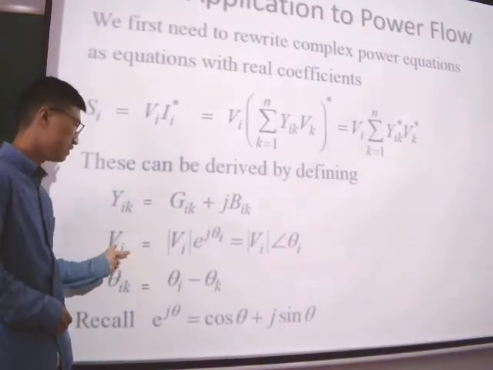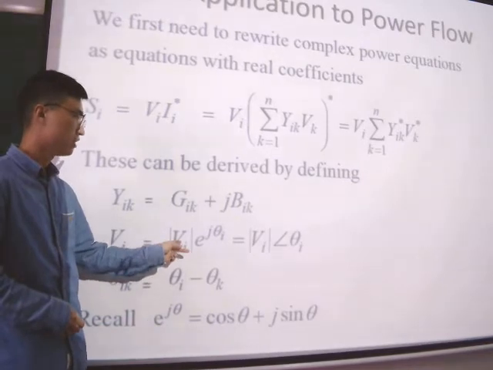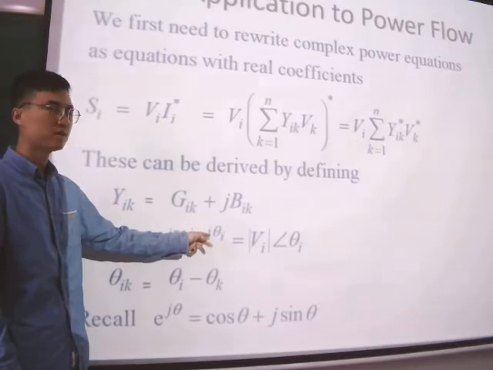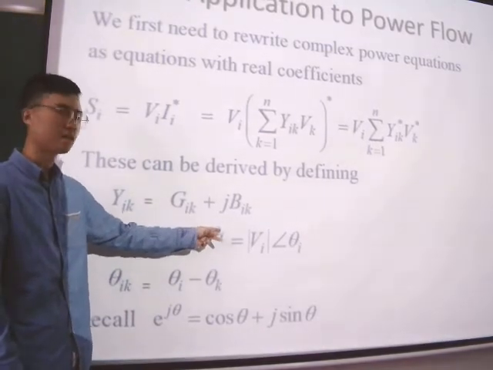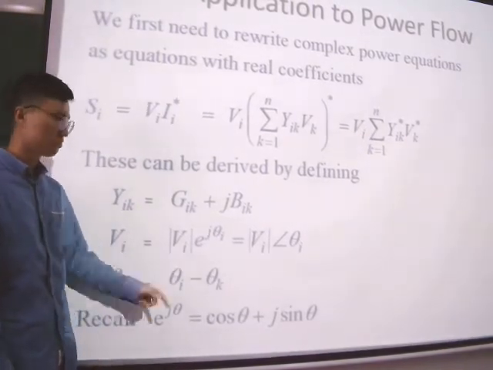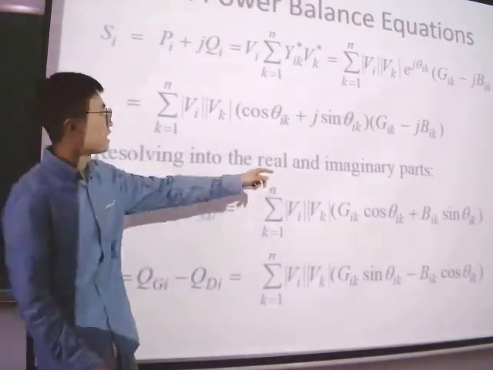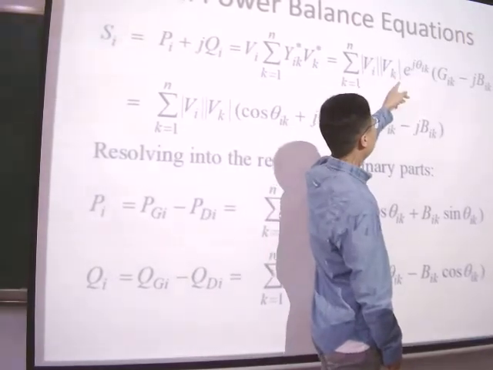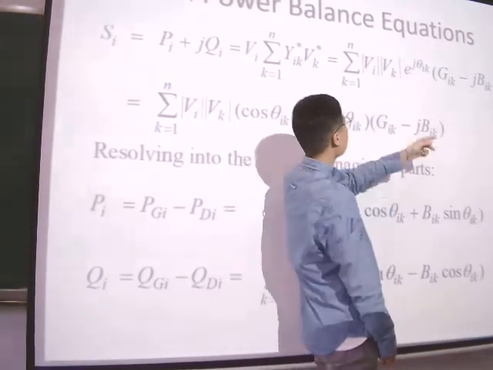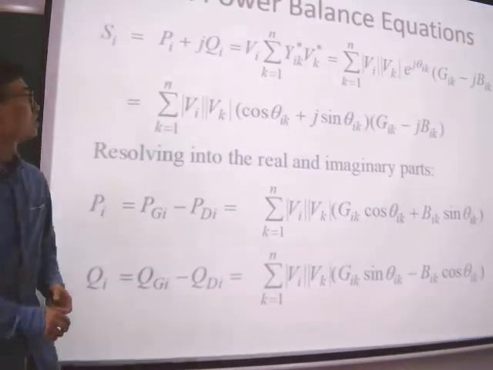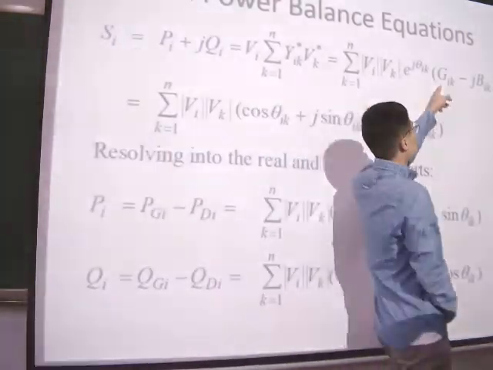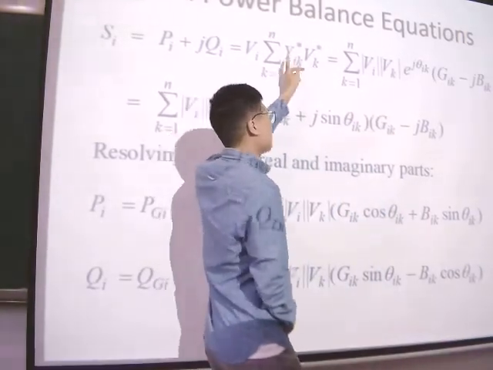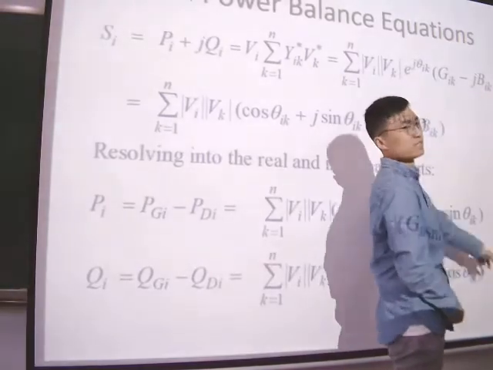Because we see that V actually is equal to the magnitude of V times the natural exponent, e to the j theta, right? So this V is equal to this V_i and V_k, right? And here is the admittance. We write down the admittance like this.